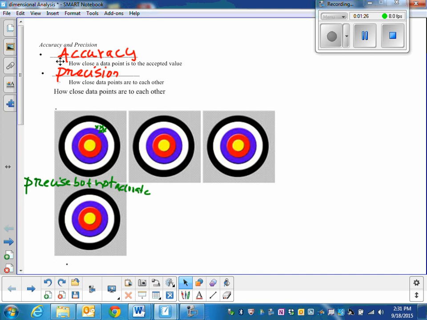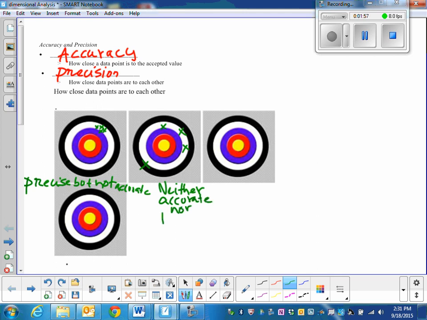So I'm throwing my darts again, and this time my darts land one here, one here, one here, one here. What can you say about how my darts landed? Neither accurate nor precise. So write down they are neither accurate nor precise. Is that right? Does that make sense?